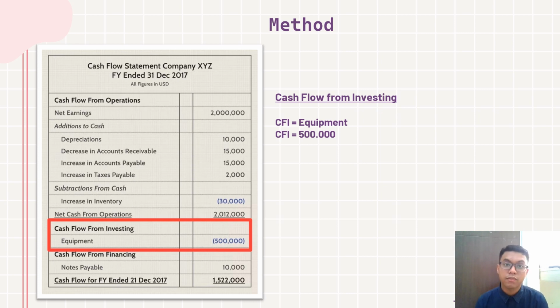To calculate cash flow from investing activities, add the purchases or sales of property and equipment, other businesses, and marketable securities. Cash flow from investing equals equipment. Cash flow from investing activities equals equipment.